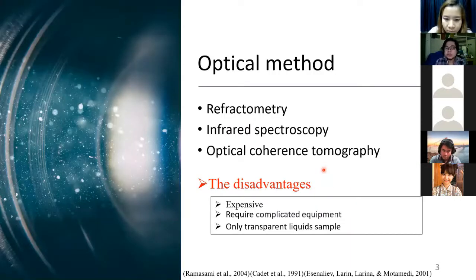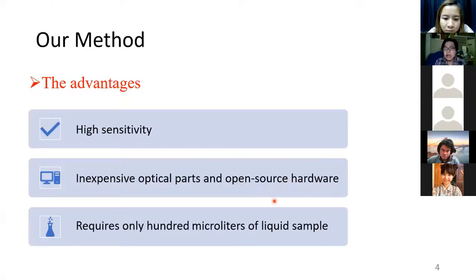However, optical methods are widely used to determine solutions by measuring the refractive index, because it is a contactless measurement, avoiding routine washing or sample contamination. Popular optical methods are refractometry, infrared spectroscopy, and optical coherence tomography, but these techniques have disadvantages such as being expensive and requiring complicated equipment when measuring transparent liquids. In comparison, our method has the advantage of high sensitivity, and we use inexpensive open source software and hardware technology, and require only 100 microliters of the liquid sample.